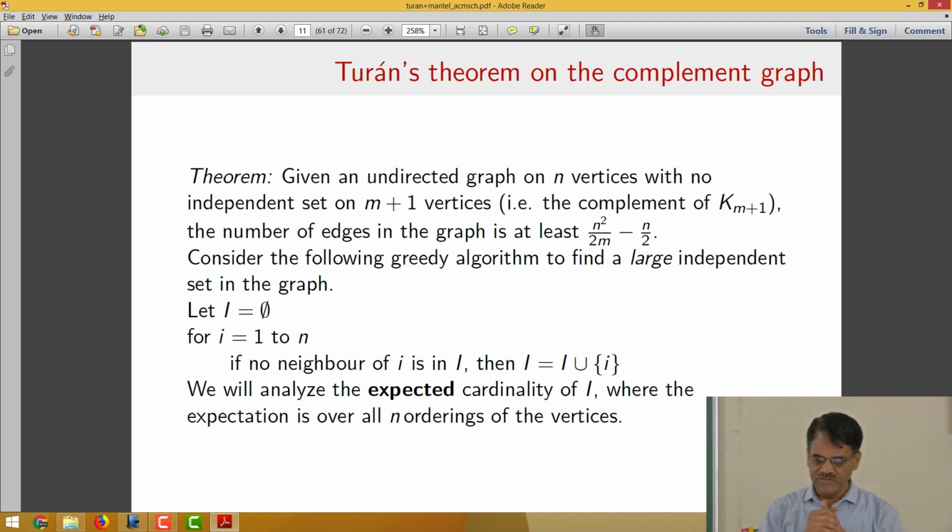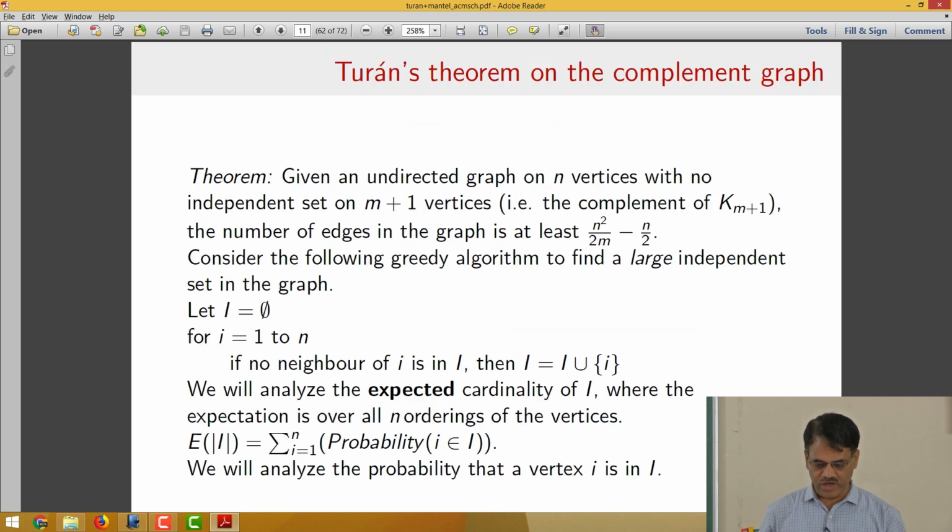So similarly, what I want to argue here is, I have an arbitrary ordering of the vertices and this algorithm produces an independent set. I want to understand the average size of the independent set, where the average is over all possible permutations of the input. Okay. When we get to randomized algorithms next week, we will do more of it, but this is simple enough that we can do it.